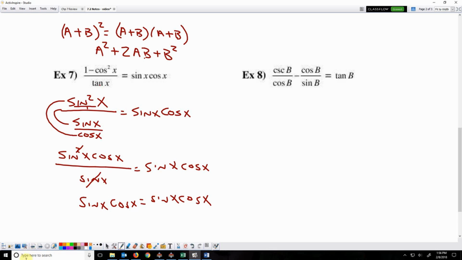And example number 8, cosecant b. Cosecant is 1 over sine, so that's 1 over sine b. And this one is sine and cosine already, so I'm going to leave that. And I'm just going to leave the right side alone for now and see what happens on the left side.